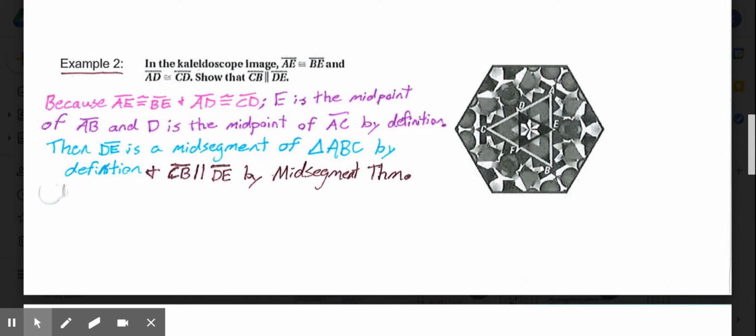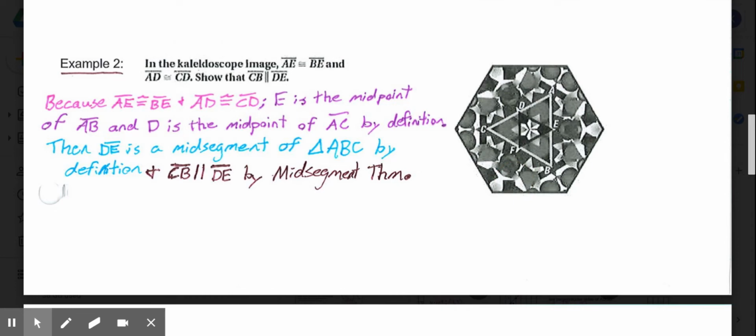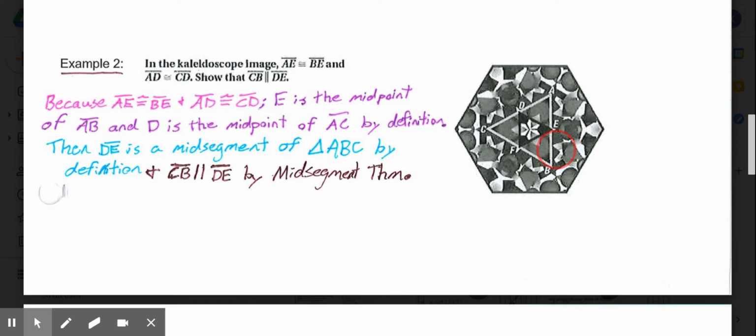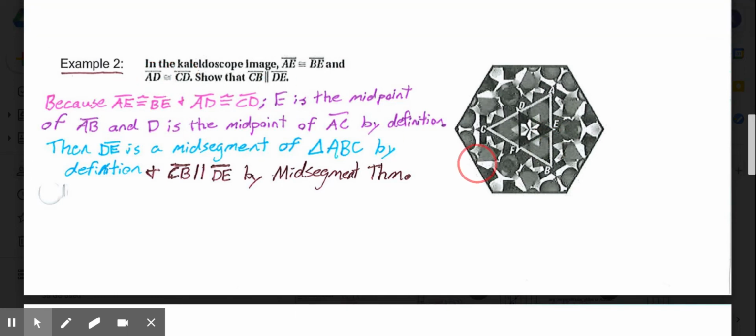In example 2, we're looking at a kaleidoscope image. If it's hard for you to see on the black and white here, there is a colored image in your book. What they told us is segment AE is congruent to BE. So AE here is congruent to BE here, meaning E is the midpoint of side AB. And they told us AD is congruent to CD. So AD here, congruent to CD, meaning D is the midpoint of side AC.